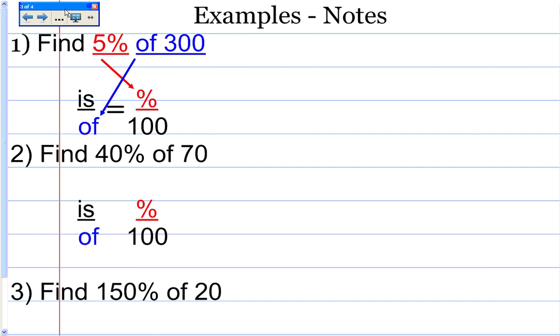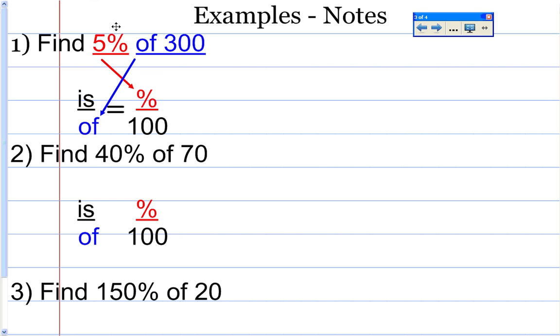So here are some examples of the types of problems we're doing. The first problem says find 5% of 300. Or what is 5% of 300? So if we look at our proportion I said you needed to memorize, is over of equals percent over 100, you can see that the 5% here goes in the percent spot. The of 300 goes in the of spot. So the only thing we have left is the is. And that's what we're going to be finding. Another way to think of this is what is 5% of 300. That's what we're going to find, what it is.